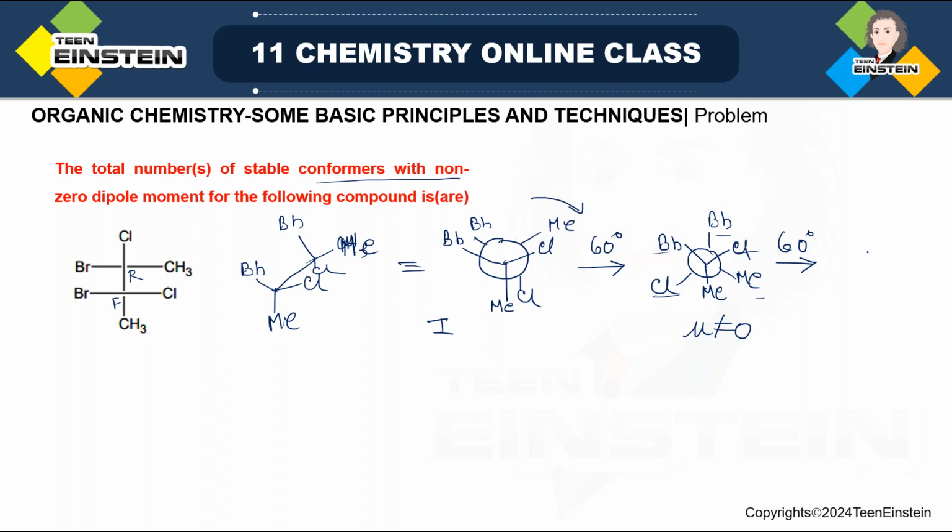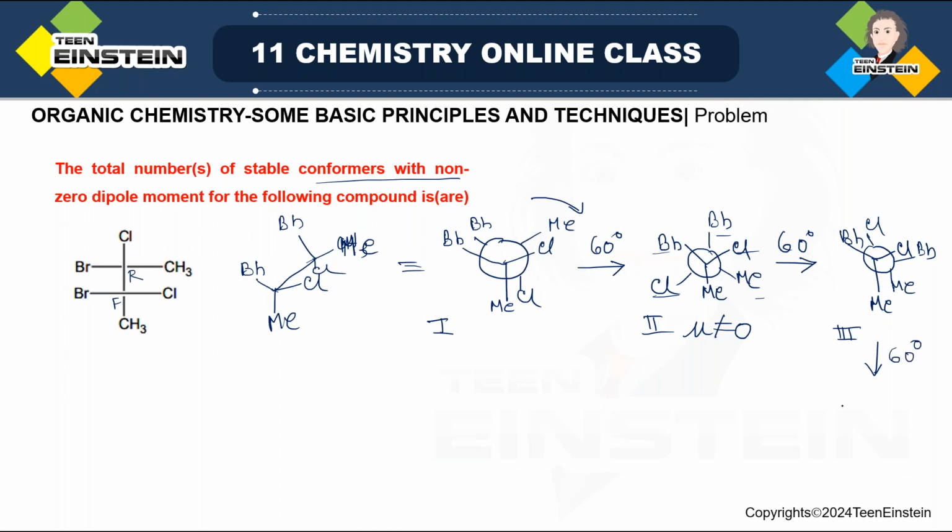Next, if you rotate a further 60 degrees, what will you get? Again, there will be overlapping. See, the front I have not changed. Cl is here, Br is here, Me is here. Now this structure, which is number 3, we will not consider. Why? Because this is not stable. It is not staggered.